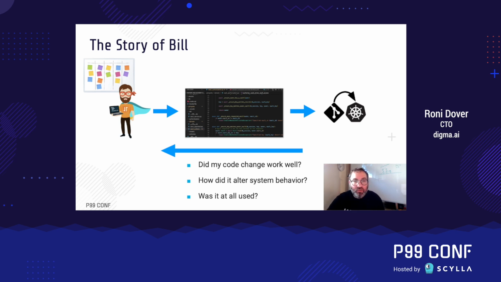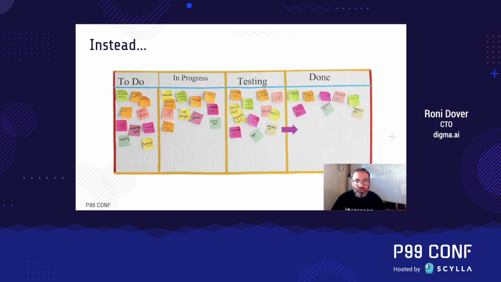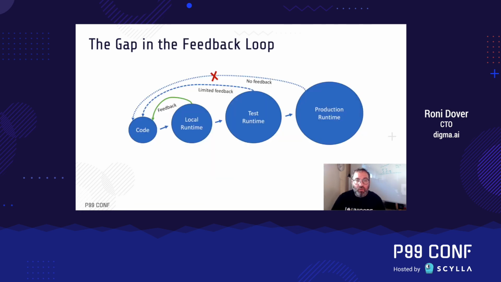So all of these questions are extremely important, but what we find out is that often what would happen instead is that once rolling in this feature into production, there would be much rejoicing and then taking on the next feature. And this has to do with kind of a gap that we have in the whole feedback loop, right? So when we code, there is no lack of feedback to get about how the code is working in our own dev environment.